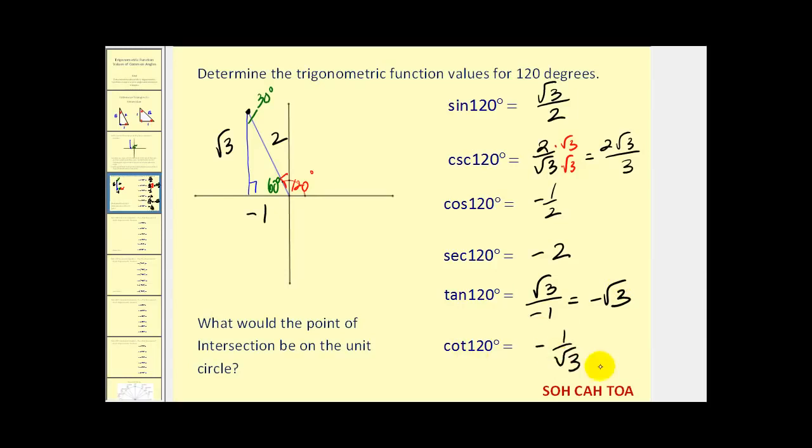And that's it. We don't need a calculator to determine these values. And not only that, we're finding exact values, whether it's rational or irrational.